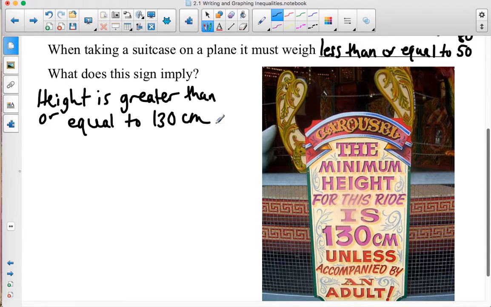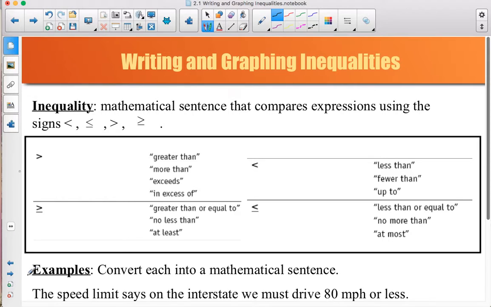So those are some examples of inequalities in real life where things don't have to be exactly equal. They can be equal or bigger, or equal or less, or maybe just less, or just bigger. Those are all examples of inequalities. We use a variety of symbols to denote inequalities.